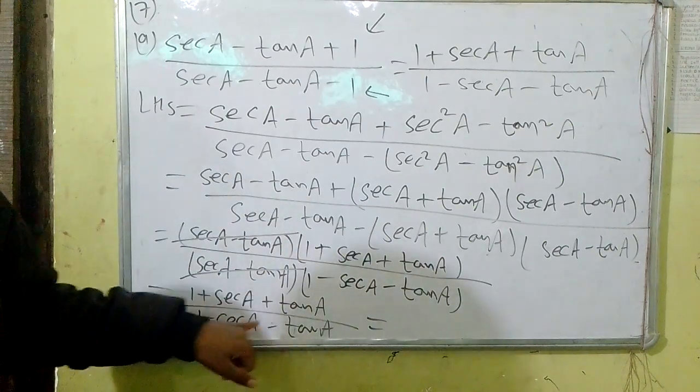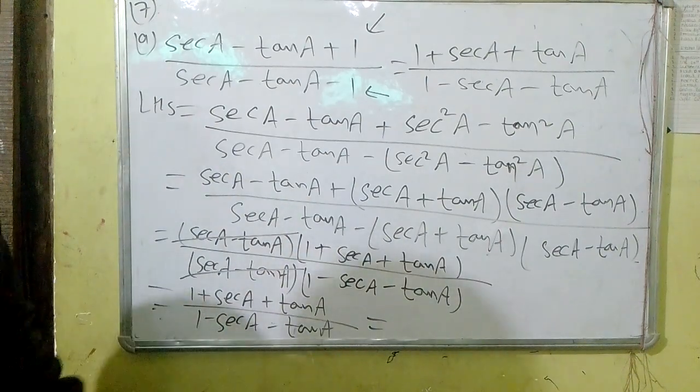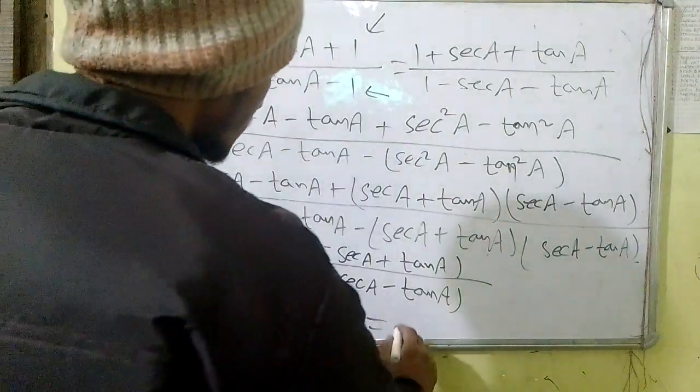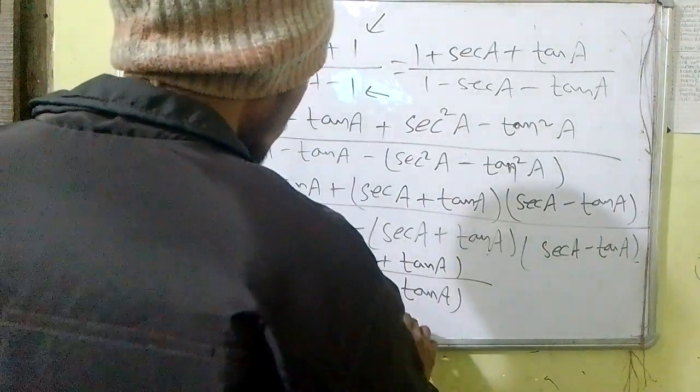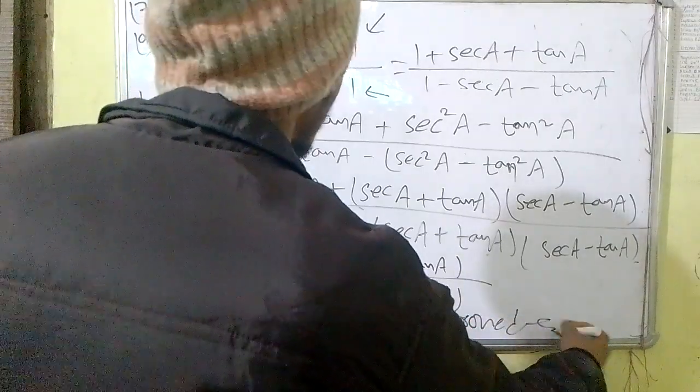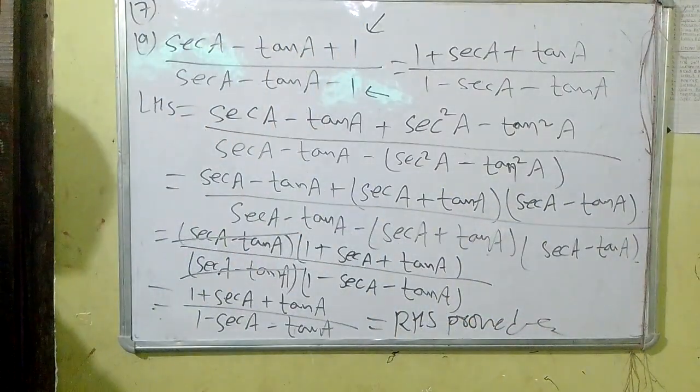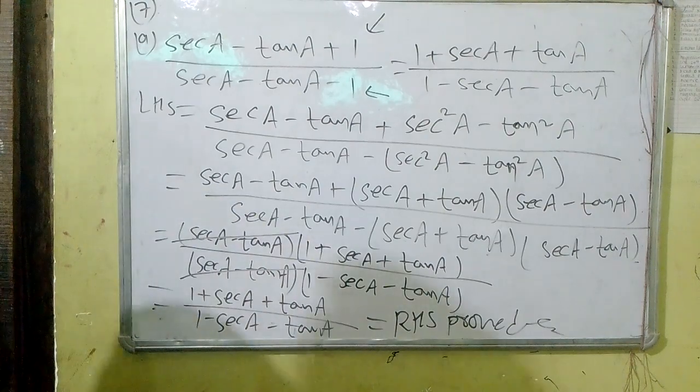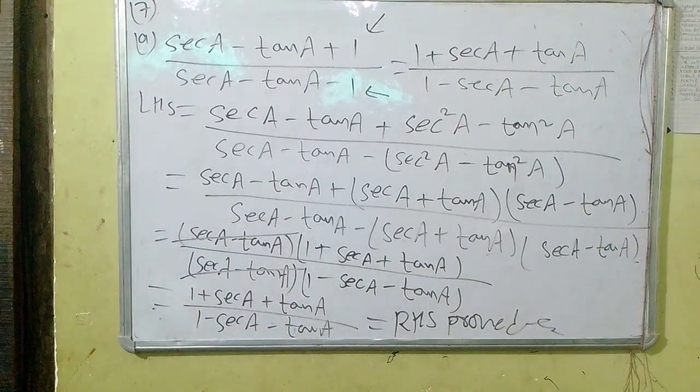1 plus secant A plus tan A and 1 minus secant A minus tan A. Okay, so this is the thing that we had to prove. So this is the right hand side. So we have proven the right hand side easily. So this was the quick and short and sweet proof. I guess you might have liked this.